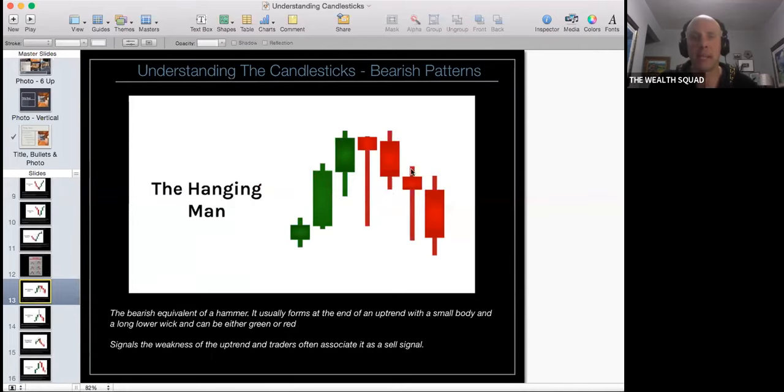So with your hanging man, again, it's almost similar to a hammer candle, right? But your hammer or the hanging man, so this is the equivalent of a hammer. It usually forms at the end of an uptrend to the upside with a small body and a long lower wick, and can be either green or red, right? And so this signals the weakness of the uptrend, and traders often associate this with selling signals, right?